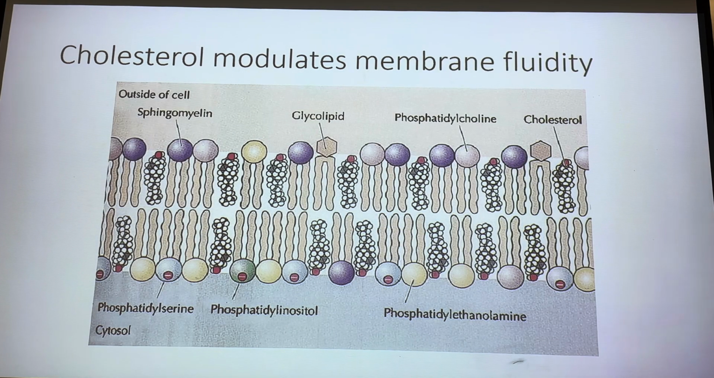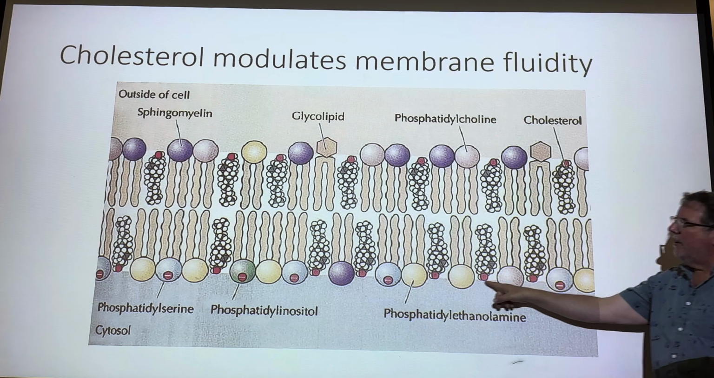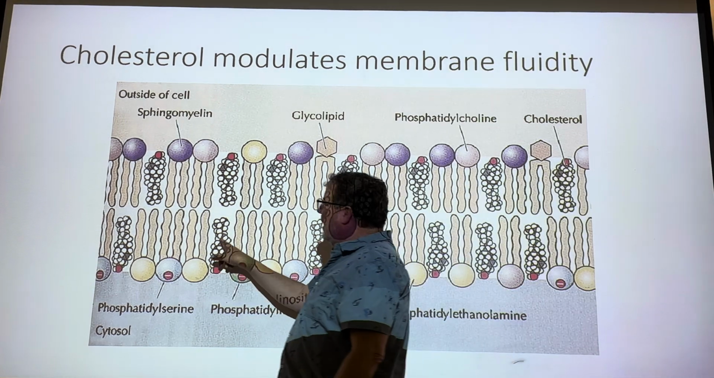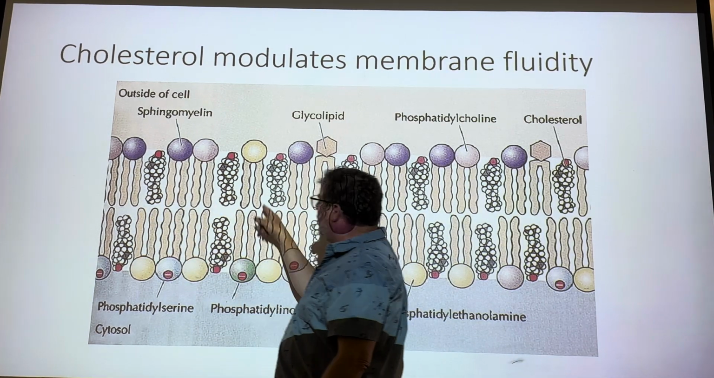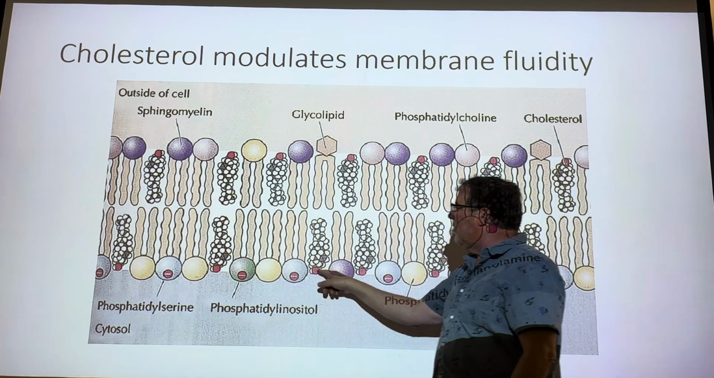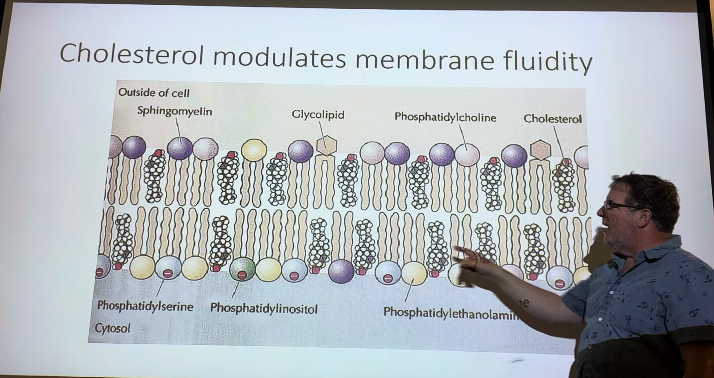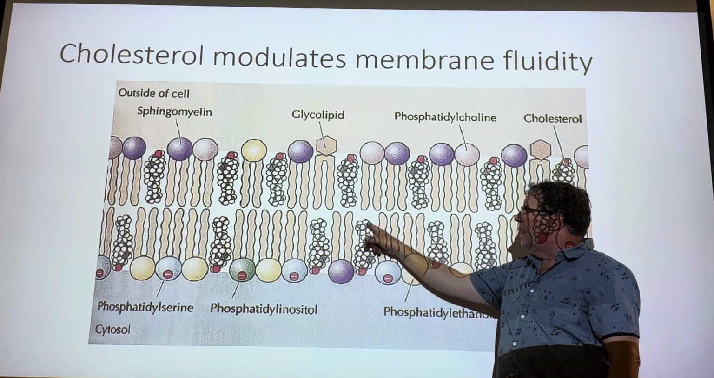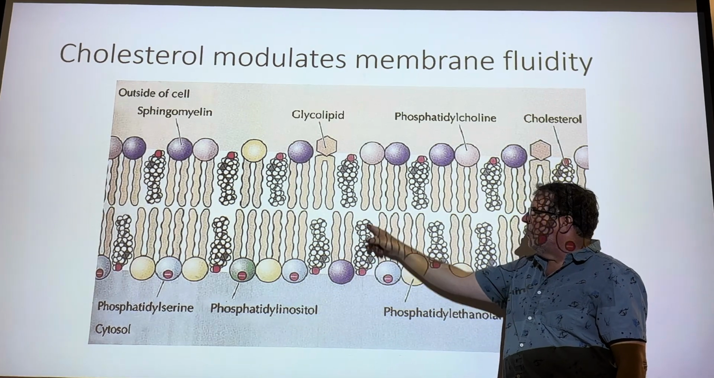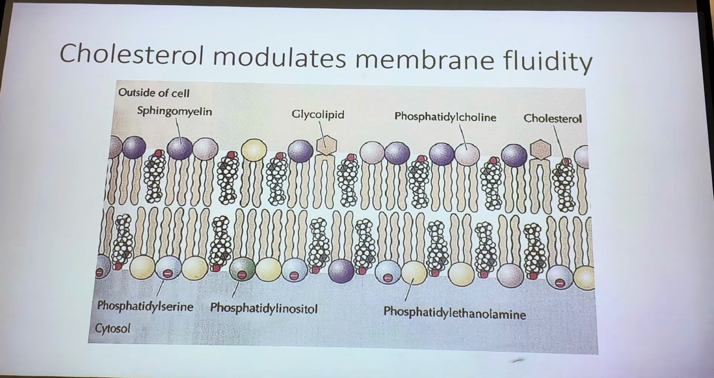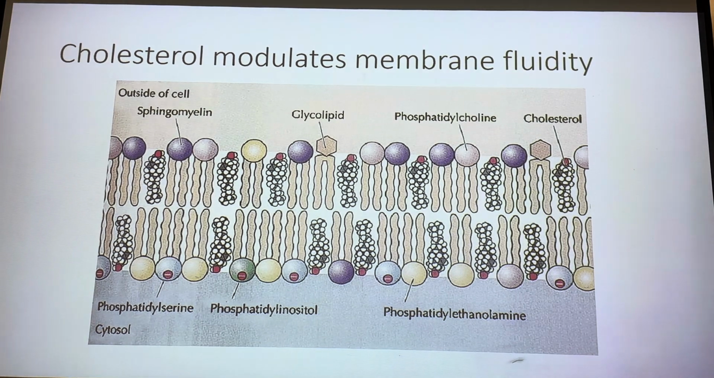So here's an example. Here's our phospholipid bilayer here, and you see cholesterol inserted into the membrane. The hydroxyl group of the cholesterol sticks down and interacts with the polar head groups, and then the big hydrophobic rings, the steroid nucleus, is sticking up within the center of that phospholipid bilayer.